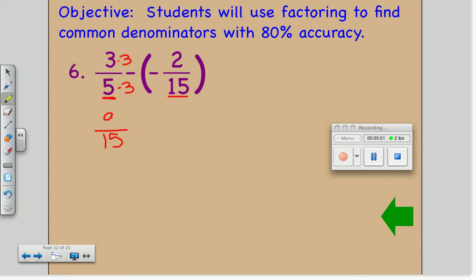You get 9/15ths. Minus a negative. If I'm going to minus a negative, I might as well change it to addition. So, 9/15ths. Change subtraction to addition, and change 2/15ths to a positive then. These change. 9 plus 2 is 11, and 15.